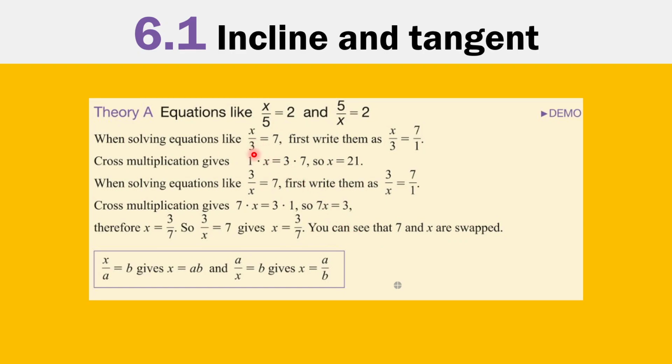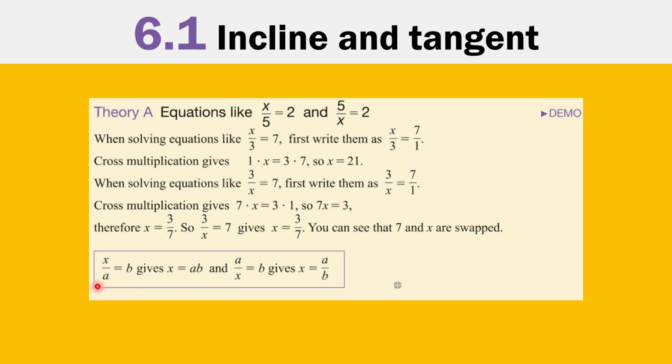And if you have something like x divided by 3 equals 7, you can now make 7 a fraction by dividing it by 1, right? And then you do x times 1 and 3 times 7. Nothing new here. What they do say, and we already kind of knew this, but it wasn't summarized like this, is that if I have something like x divided by a equals b, that means x equals a times b, with a and b oftentimes just being numbers, right?